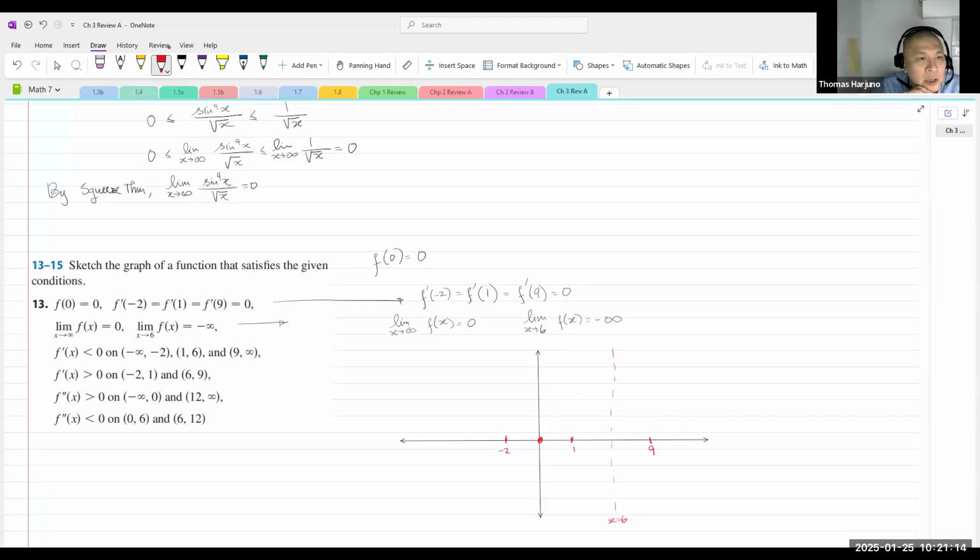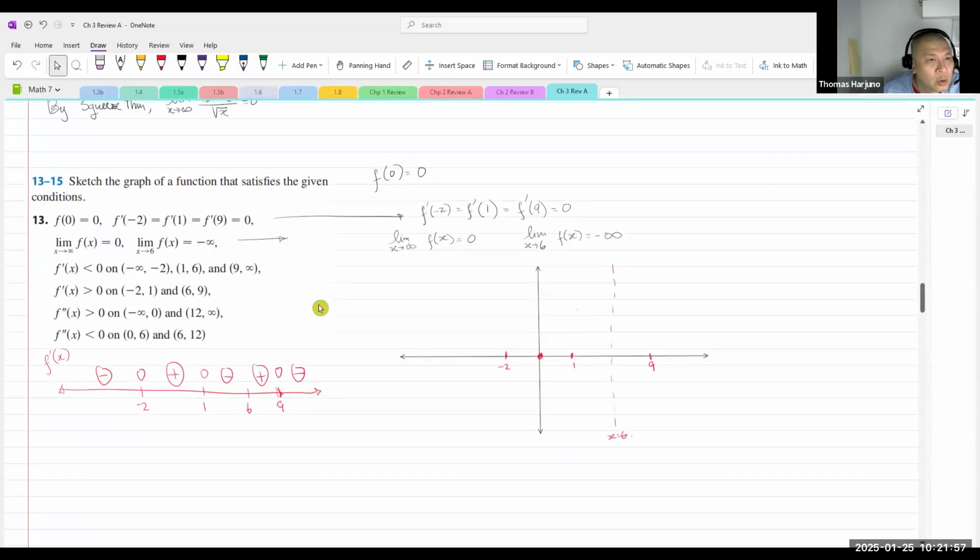Okay, and then to the left of negative 2, the slope is negative. So let me do the sign graph on f prime of x. To the left of negative 2 is negative. It's 0 here. And from 1 to 6, so 1 is also a critical value, right? That's also negative here. And from 9 to infinity, that's also negative. It's positive from negative 2 to 1 and 6 to 9. Okay, so we know the slope already.